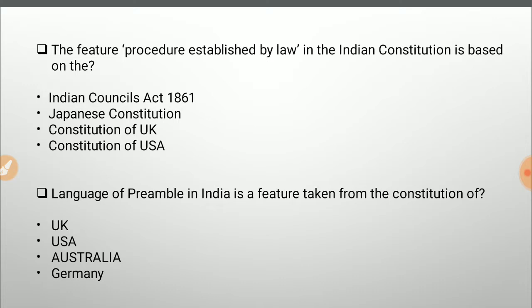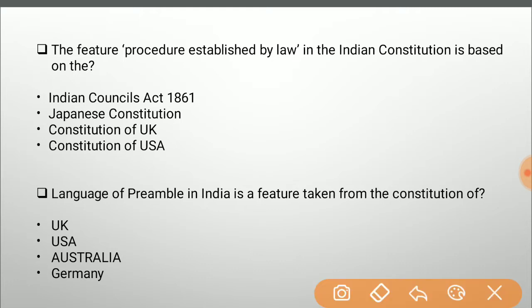Last question. Language of preamble in India is a feature taken from the Constitution of. Now this is a very unique question and many books, many notes, many coaching institutes will provide you with various sources for various features of our Constitution, but almost all of them will be lacking in this particular feature, the language of the preamble. It's quite innocent sounding, but it's very, very important and candidates do always tend to miss out on these kinds of unique things.